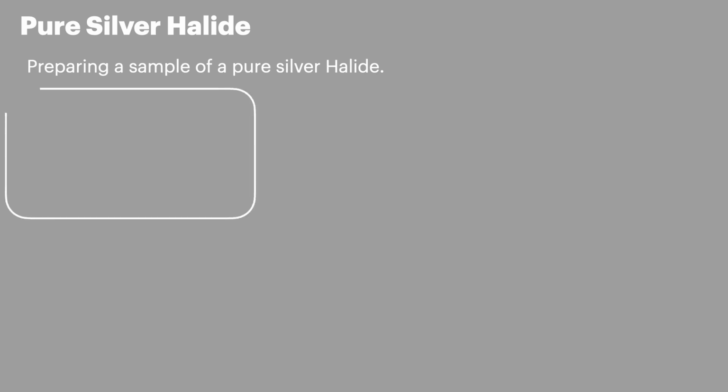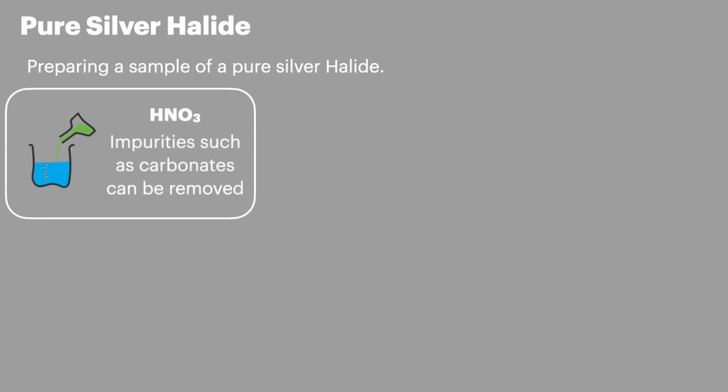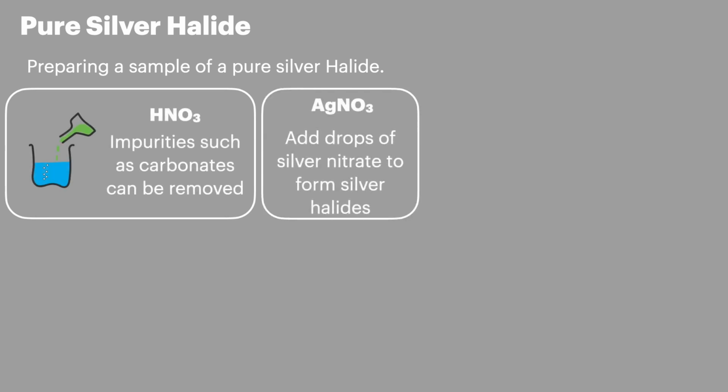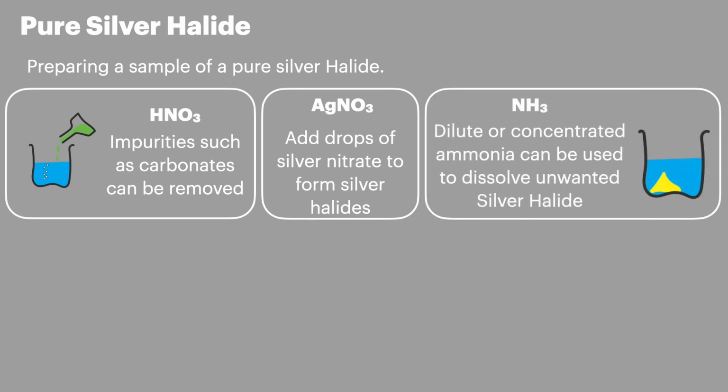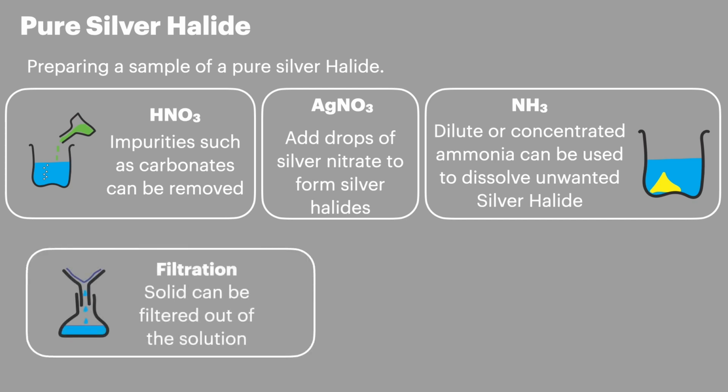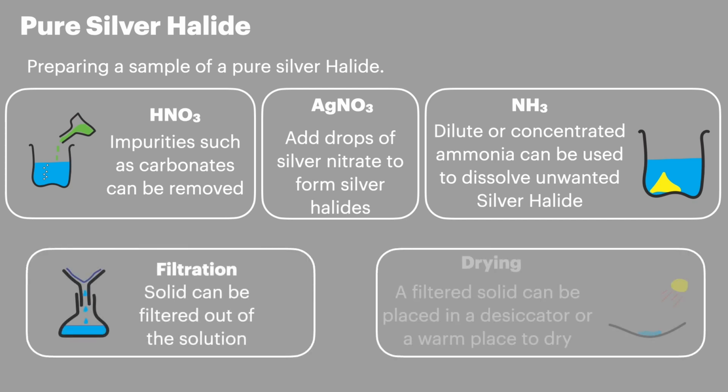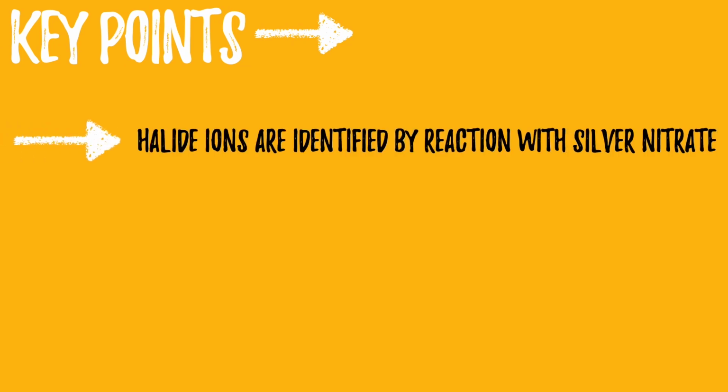So first off, we'll start by removing any impurities with the nitric acid. We'll then add in a few drops of silver nitrate to make our silver halides. Then we're going to use the ammonia to dissolve any unwanted silver halide. So for example, if we were trying to make silver chloride, we might add some concentrated ammonia to dissolve the silver bromide. Then we're going to filter off the silver halide we want to dry. And then we're going to place it somewhere nice and warm so it can dry out and become that pure solid that we want.